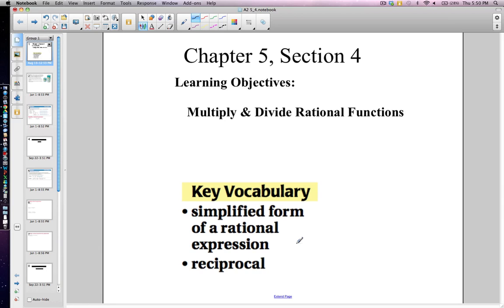means that you have identified all of the factors that are in the numerator and the factors that are in the denominator, and you have canceled the common factors. So that's fully simplified, is when you have canceled all of the common factors. When you're talking about multiplying, you want to simplify before you multiply. It will make your life much, much simpler. So I'll be talking about that again later on.